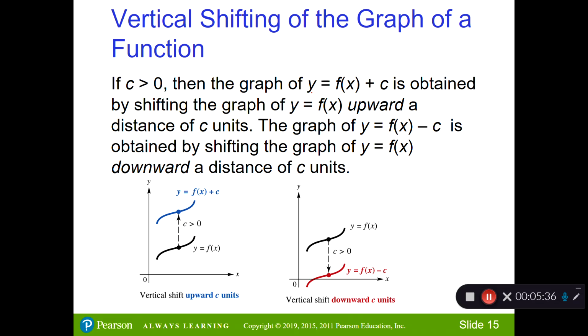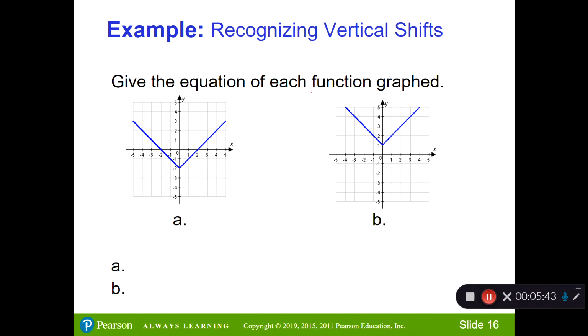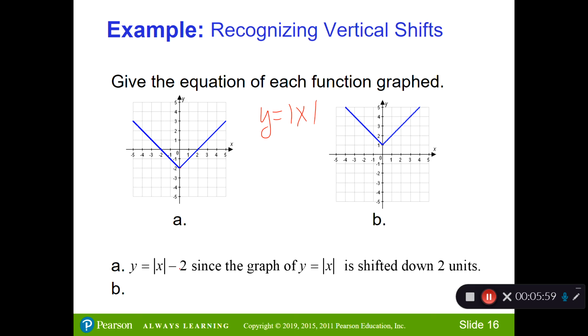If I add a number to the outside of the function, it shifts me up or down. Up if it's positive, down if it's negative. For example, we know that this looks like the graph of y equals absolute value of x, because we just went over what that graph looks like. This is shifted down 2 units, so I would subtract 2 on the outside of the function. This is shifted up 1 unit, so I would add 1 on the outside of the function.